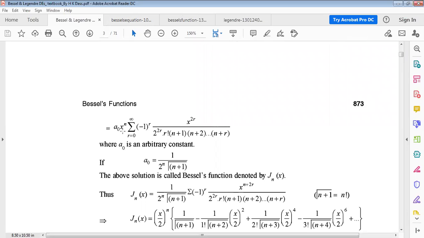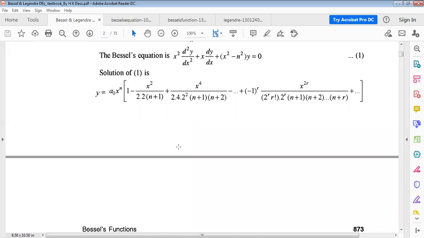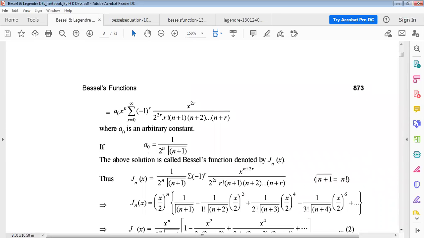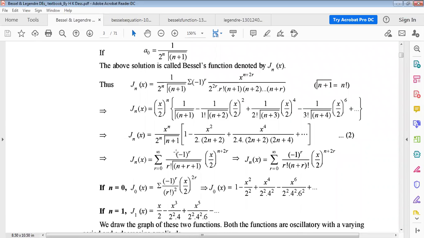This can be written as a naught x to the power n, summation r equals 0 to infinity, minus 1 to the power r x to the power twice r over 2 to the power 2r r factorial (n plus 1)(n plus 2) up to (n plus r). Actually, this can be represented as the sum of this, where a naught is an arbitrary constant and equals 1 by 2 to the power n factorial (n plus 1). Just this is actually Jn(x), which equals summation r equals 0 to infinity, minus 1 to the power r over r factorial (n plus r) factorial, (x by 2) to the power n plus twice r. This is actually the Bessel function. We have to remember this function.